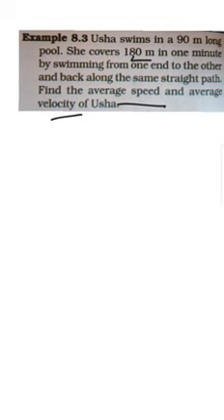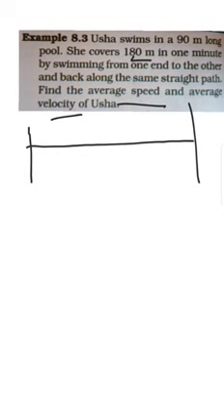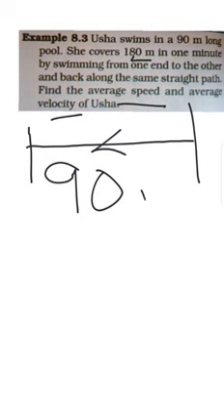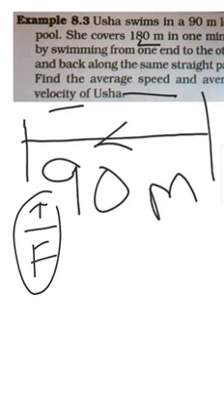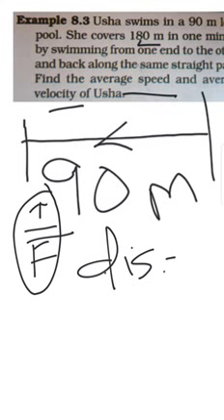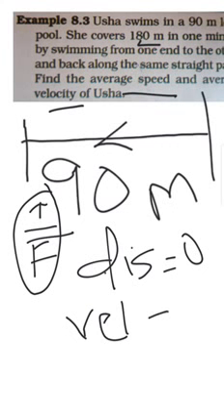Now we will solve the question. Okay, let us first make a diagram. From here, Usha starts swimming. She reaches another point and she again swims back. The length of the pool she is swimming is 90 meters. So the initial point is here and the final point is also here. When the initial and final points are at the same place, the displacement will be equal to 0. When displacement is equal to 0, velocity is also equal to 0.